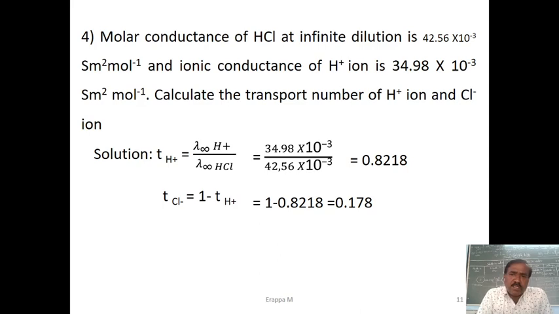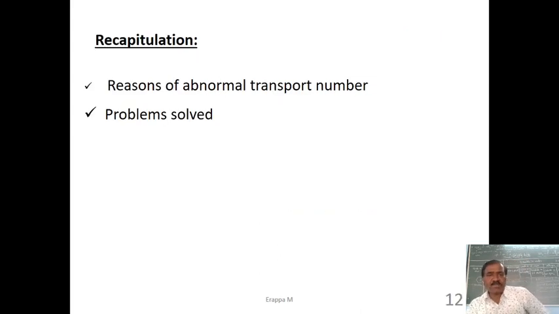You know the transport number of H⁺ ion, so you can easily calculate the transport number of Cl⁻. That is the relation: Ta plus Tc is equal to 1. Then the transport number of Cl⁻ ion is equal to 1 minus the transport number of H⁺. Subtracting, 1 minus 0.82 is equal to 0.178.